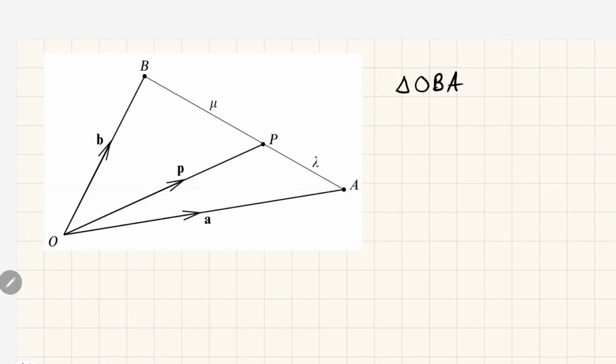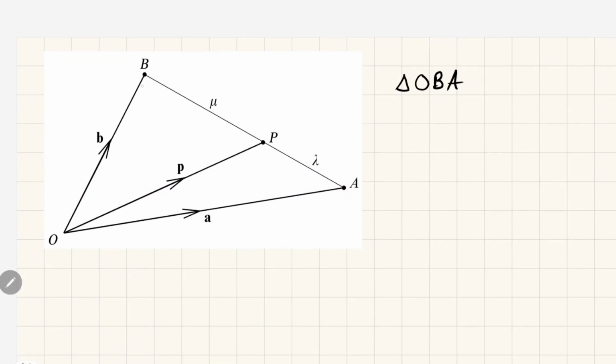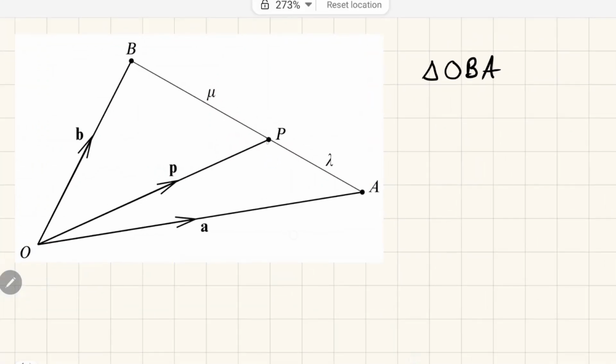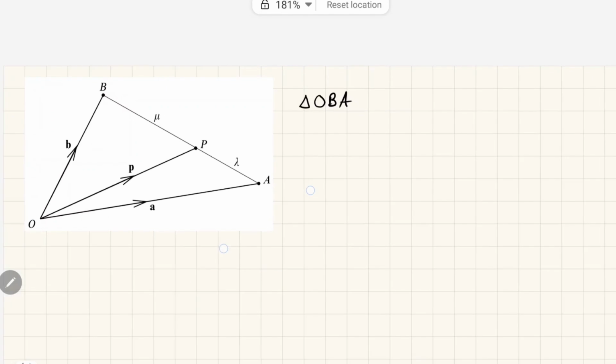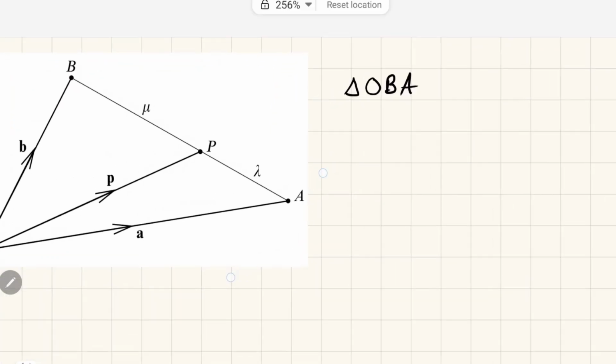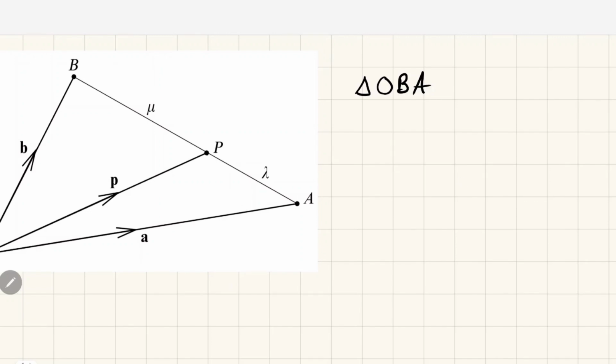And we have a point P that is dividing the segment BA in a proportion lambda mu, or a ratio lambda mu, right? And this segment AB is divided by the vector P. So the vector P is pointing to the point P. To explain what it means to have a division by some ratio lambda mu, we need to notice that we can split the segment AB into two pieces.